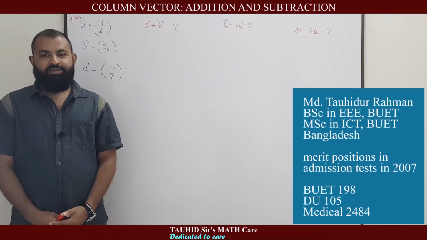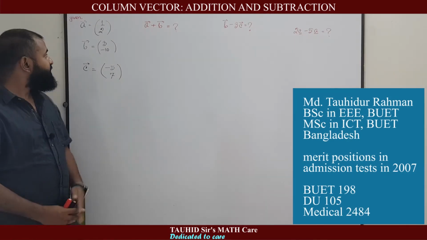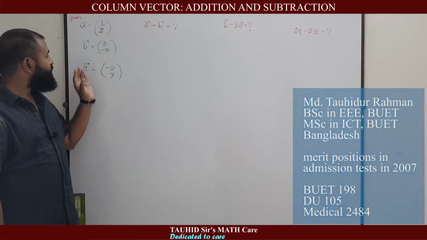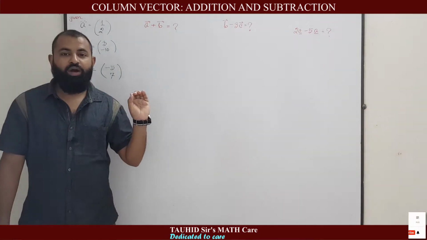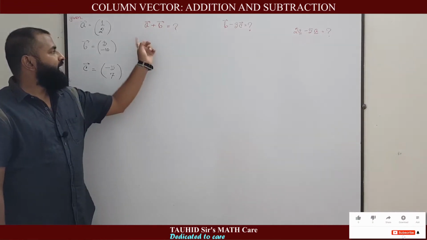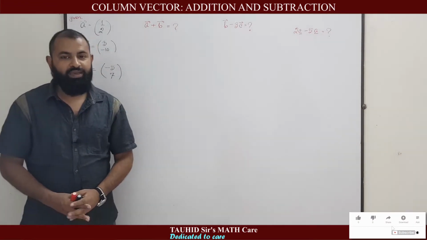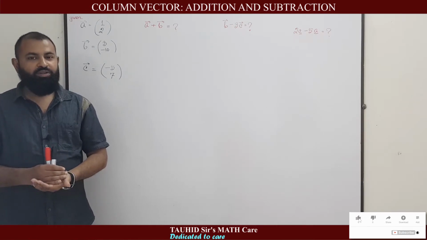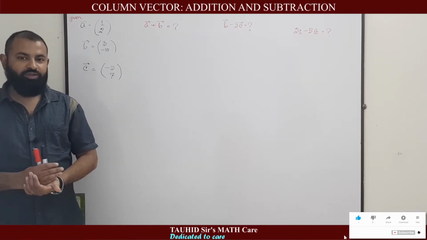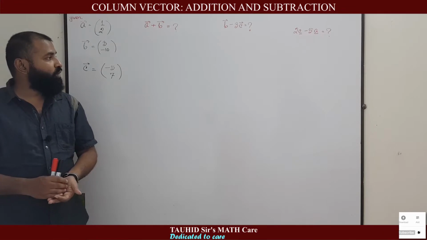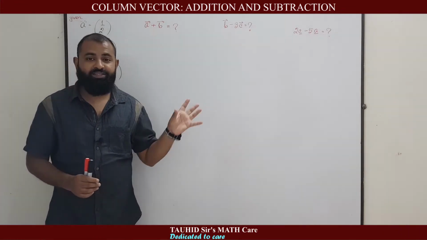Now we will discuss addition and subtraction of column vectors. For example, here we are given three vectors A, B and C. You are asked to find A plus B, B minus 3C, and 2C minus 5A. After addition or subtraction of vectors, we get another vector as a resultant. Now we will add or subtract these vectors.